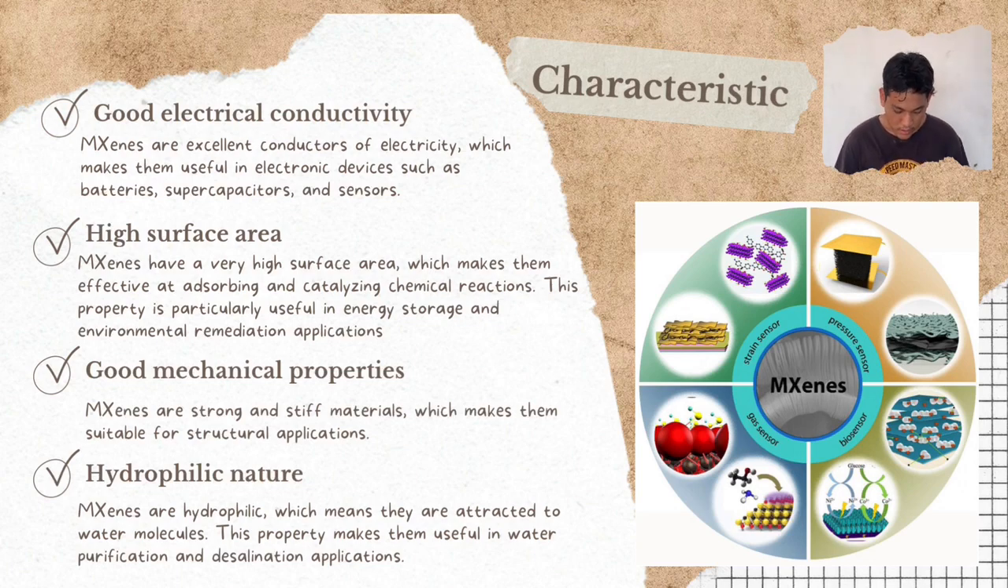The third characteristic is good mechanical properties. Mesh inks are strong and stiff materials, which makes them suitable for structural applications. And the last characteristic is hydrophilic nature. Mesh inks are hydrophilic, which means they are attracted to water molecules. This property makes them useful in water purification and desalination applications. So that's all from us. Thank you.